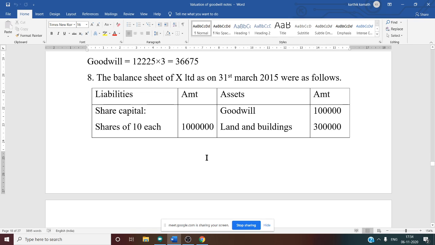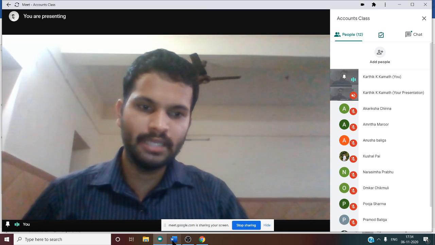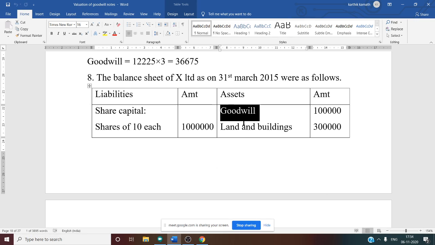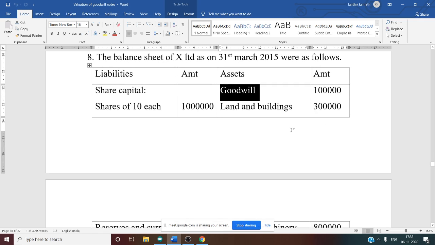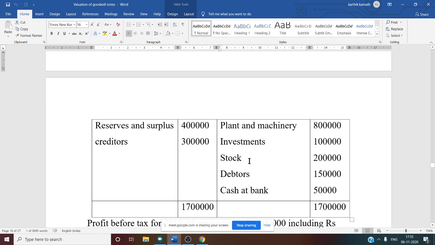Now there are two sides. Asset side information: first, they have mentioned goodwill, and we are calculating valuation of goodwill. This information is irrelevant. You should not take goodwill in calculation of net asset. That is, while preparing net asset under agreed value of asset, you should not consider goodwill. Land and building, next, comes under fixed asset. Plant and machinery, fixed asset comes. Investment, no information given as of now. It doesn't appear. Non-business asset. Then stock, debtor, cash at bank, that is current asset.